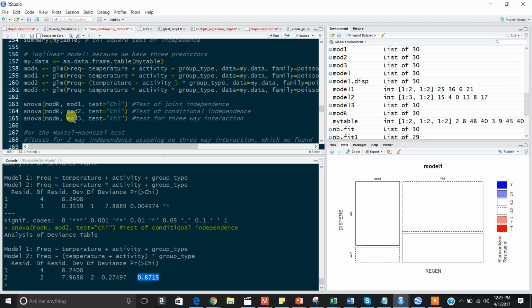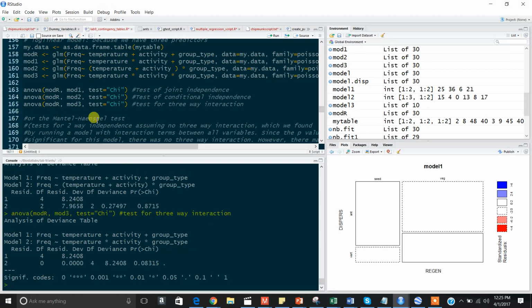So let's run the last one, which is mod 3 versus your reference model. Remember, mod 3 was the one that had an interaction term between all of the predictors, and therefore, because of that, was testing for a three-way interaction. So we'll run that, and we get a p-value that is greater than 0.5. So there is no interaction or association between all three predictors.